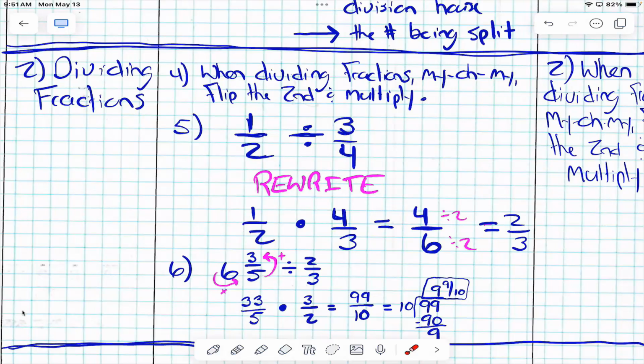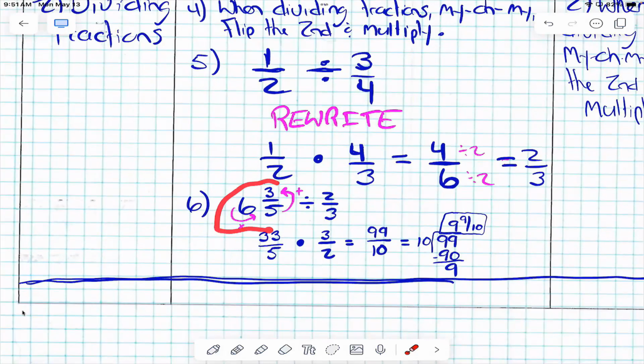If you have a mixed number in a division problem, what do we need to convert the mixed number into? Proper fraction. Always, right? We never calculate with mixed numbers.